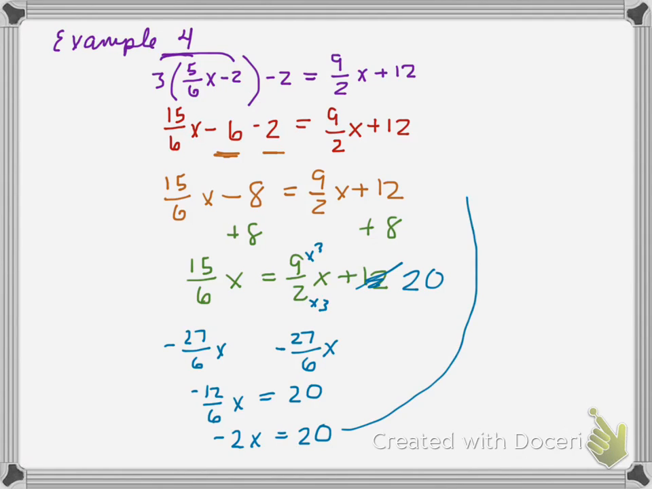And just kind of bringing this up here so I can continue to work. So my negative 2x is equal to 20. I need to divide both sides by negative 2 or multiply by negative 1 half. And those will cancel. And that gives me a negative 10. In which case then I want to check. So I want to show my check.